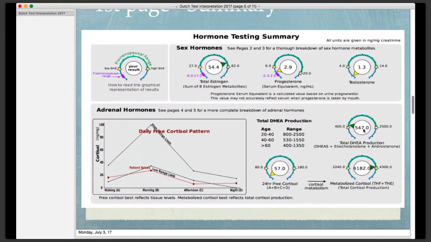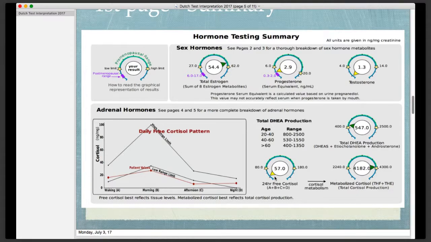And then again, this is a summary of everything. So DHEA, the summary of total DHEA, 400 to 2500 is the normal range. And then here is the cortisol pattern. The black lines represent the normal range. Again, there's not a menopausal range for this. And the red line represents the patient's range, or your range. If you're looking at your own test results, this is your range, okay? And then when you add all that up together, it represents the total for this person.